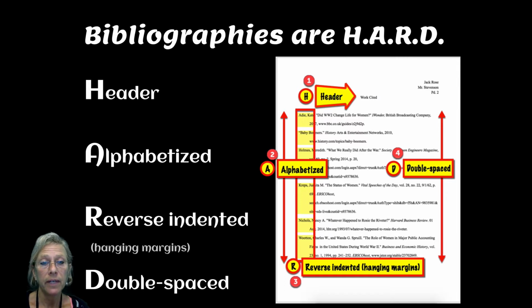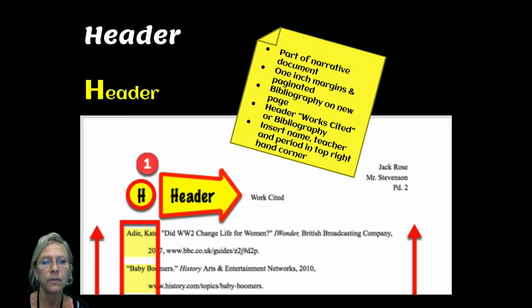So one is you have to have a header. It should be alphabetized. It's reverse indented, which we also call hanging margins, and it has to be double spaced. So for the header, you'd think, okay, this is so simple.